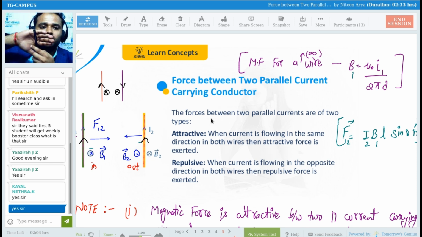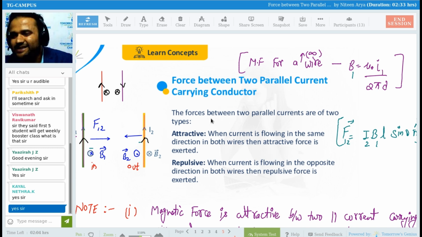The moment your current is going to be in the downward direction, the left hand side becomes inward and the right hand side becomes outward. Is this clear, everyone? If you don't understand, do this with the pen. As simple as that. And remember the right hand thumb rule, nothing more.